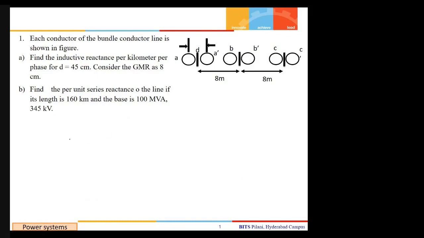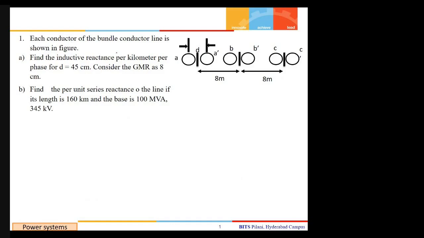So this is the second tutorial for this session on the calculation of capacitance and reactance. Tutorial 1 we have covered, which was much like calculating the problem in inductance. Let us see what the second tutorial is.